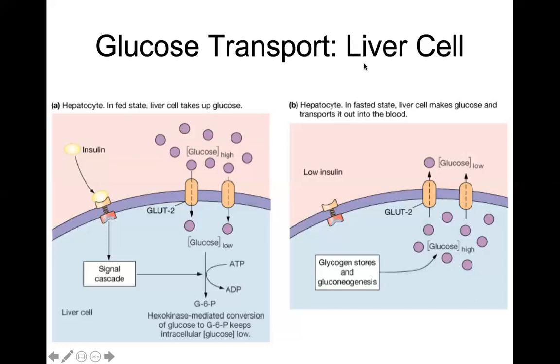And there are obviously way more GLUT channels we could talk about. We didn't talk about how the brain does it or anything like that. That's all you really need to know for now. And if you want to look more into it, you totally can later.